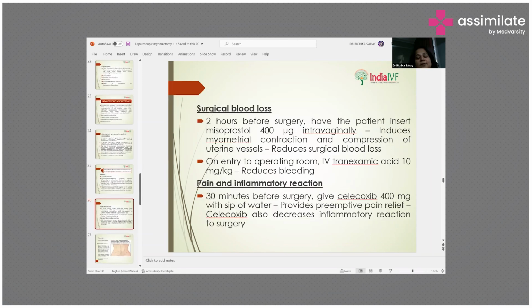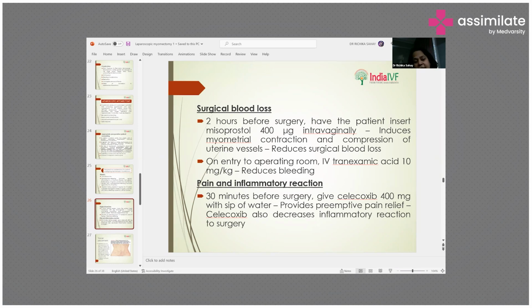Surgical blood loss. Two hours before surgery, have the patient insert misoprostol 400 microgram intravaginally. This induces myometrial contraction and compression of uterine vessels. This reduces surgical blood loss. I mentioned it very clearly: anything that you're using, know why you're using it. So misoprostol, you're inserting intravaginally just to induce the myometrial contraction, because it will lead to less surgical blood loss. On entering the operating room, IV tranexamic acid 10 mg per kg also reduces bleeding. So you have to keep all these things in mind when you're taking the patient for a lap myomectomy.